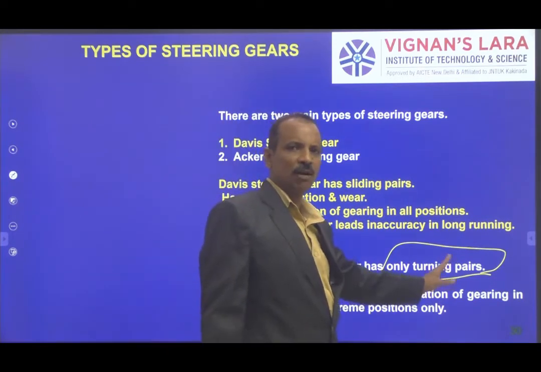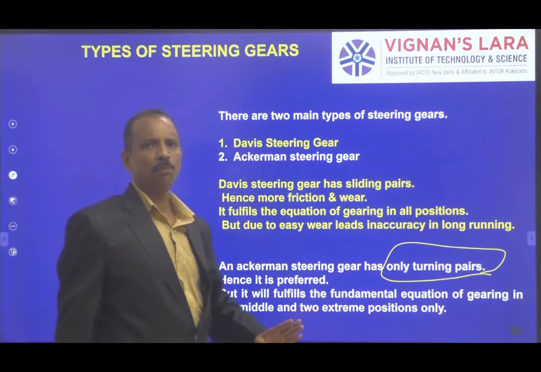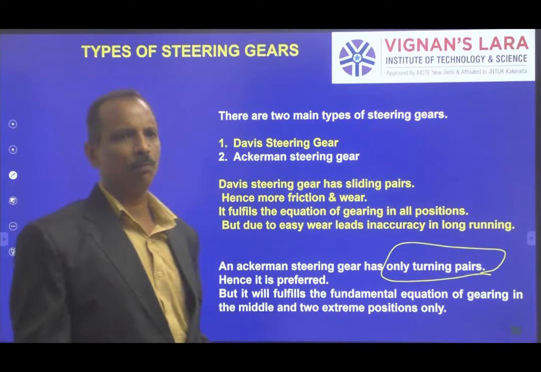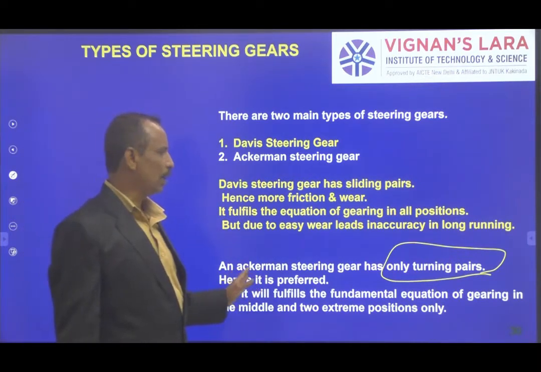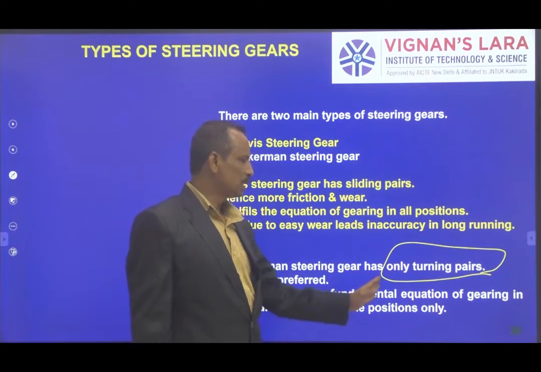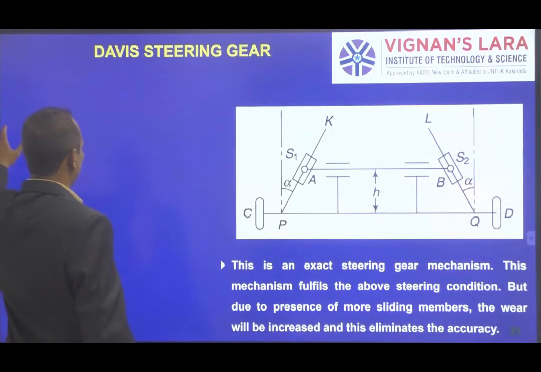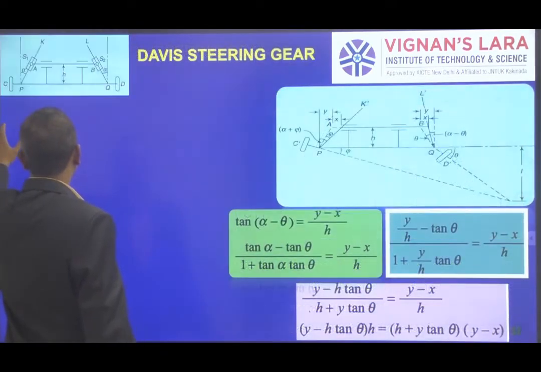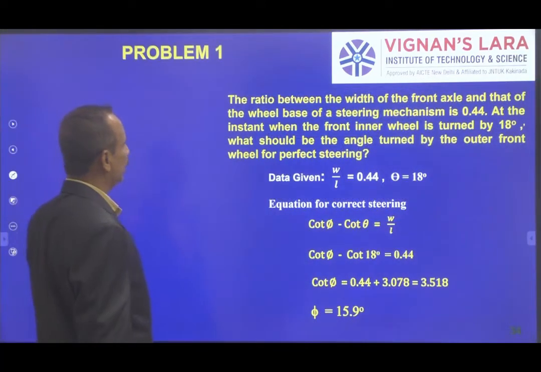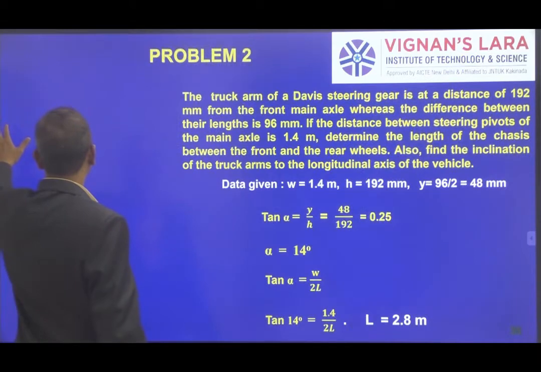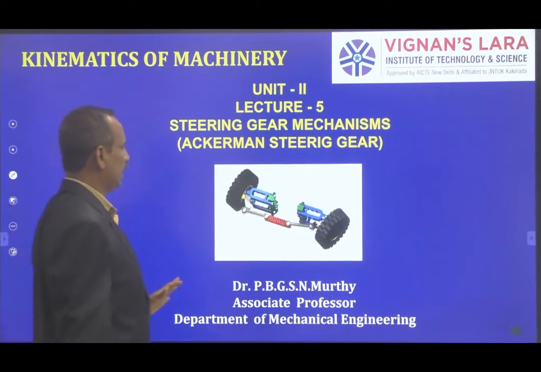Whereas in the case of Ackerman steering gear, the kinematic pairs are turning pairs, so there is less wear, and because of this, in the long run also, the Ackerman steering gear will work in a better way. That is the main attraction of the Ackerman steering gear, and it is widely used nowadays in automobile systems, isn't it?